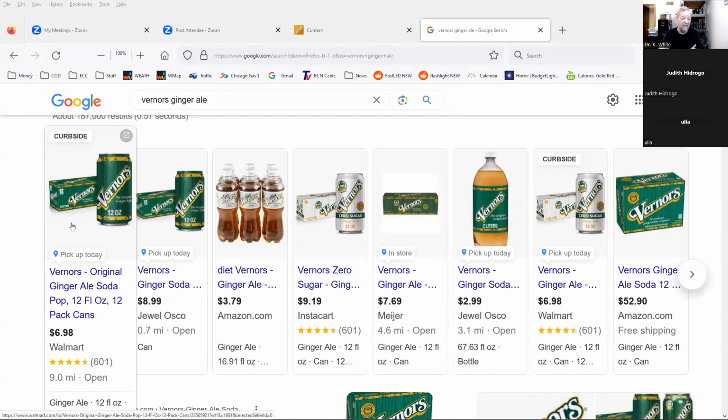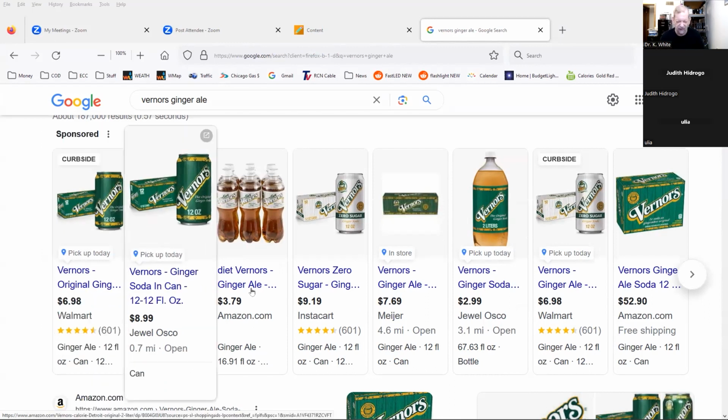And remember, if you buy this or any other, get the regular. You don't want the zero sugar pop. You want sugar to be in there or high fructose corn syrup.